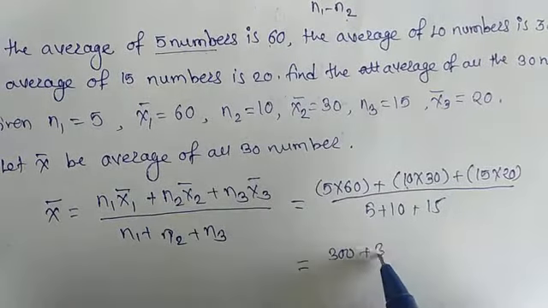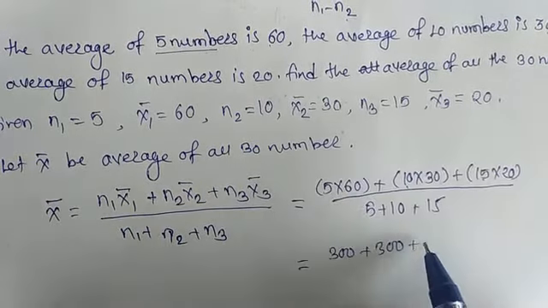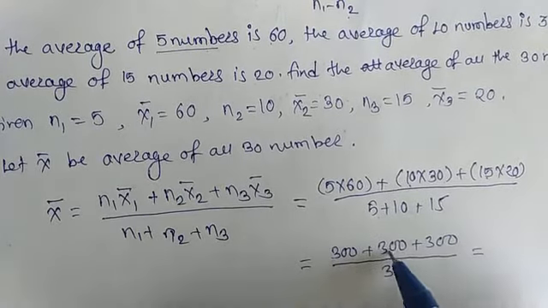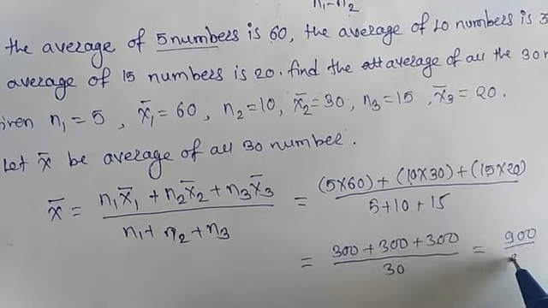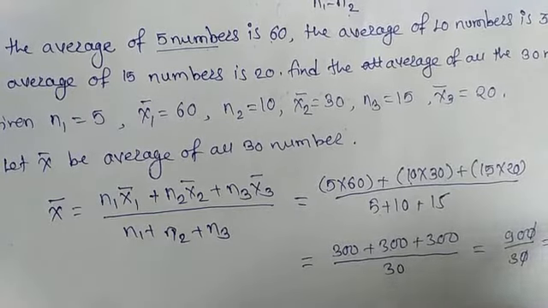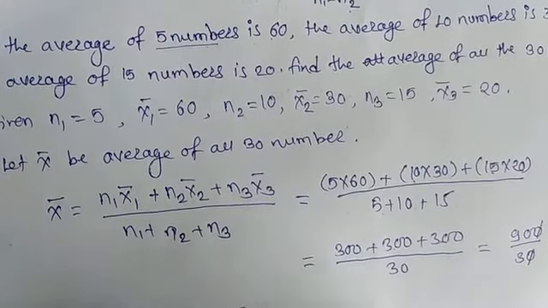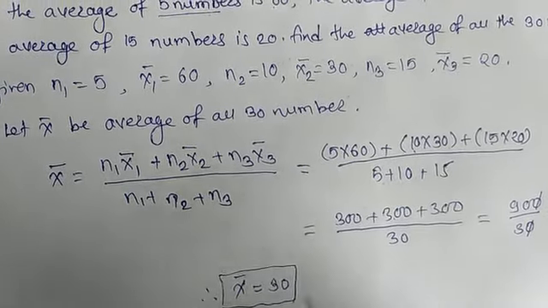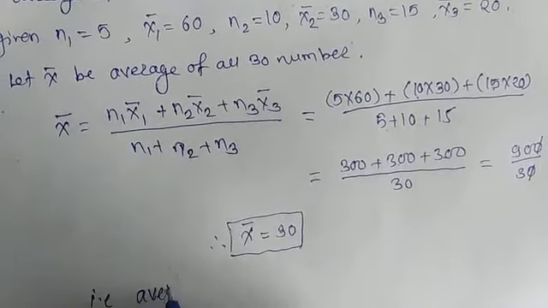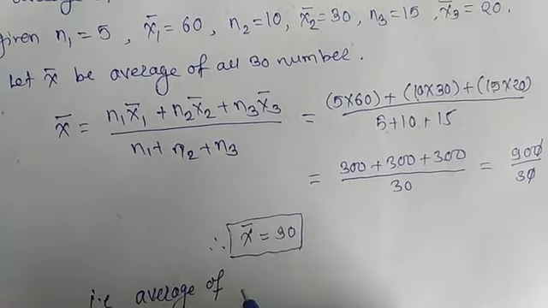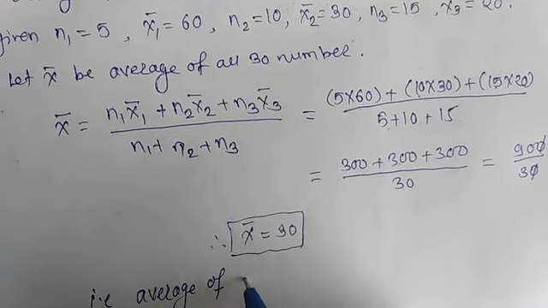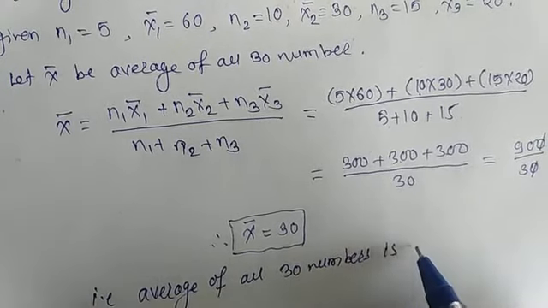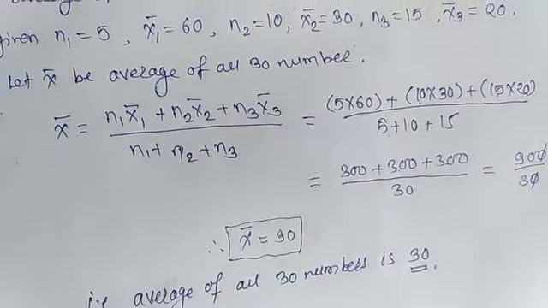plus 10 into 30 is 300 plus 15 into 20 is 300 again, divided by 30, okay, 5 plus 10 plus 15, which is equal to 3 plus 3 plus 3, which is 900 divided by 30, which gives 30. Therefore x bar is equal to 30. X bar is equal to 30, that is the average of all 30 numbers is 30, okay, which is our required solution.